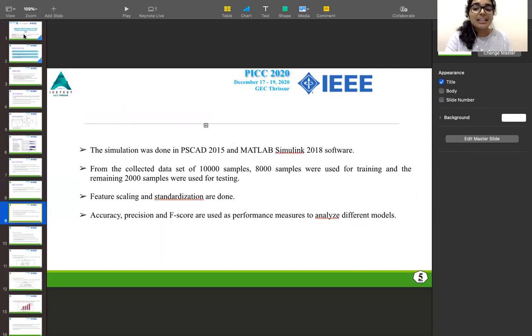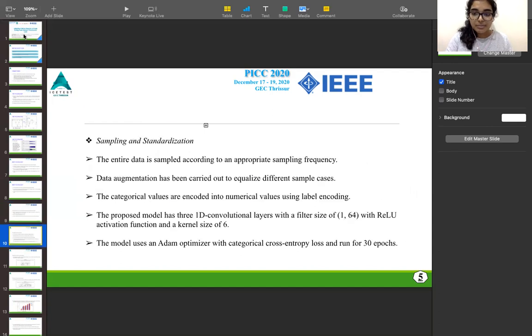Feature scaling and standardization of the data is done, and the data consists of almost 5,000 to 10,000 samples. This is divided into training and testing data in the ratio 70 to 30. Accuracy, precision, and F scores are used as performance measures to analyze the different models. This slide shows the details of the data sampling and standardizing of our proposed CNN model.